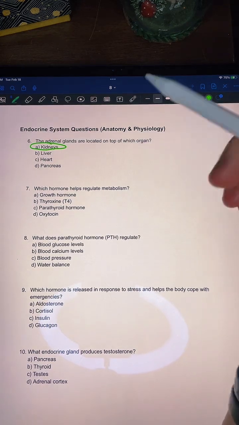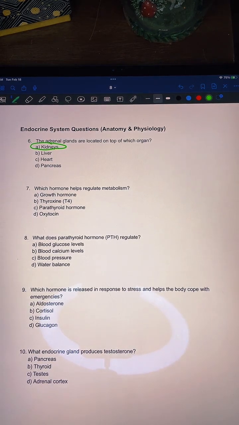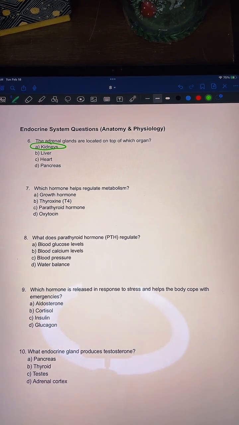Which hormone helps regulate metabolism? Growth hormone, T4, parathyroid hormone, or oxytocin? And we're on number 7 now. These are test questions for an anatomy and physiology endocrine system section, so this is for your undergraduate level anatomy and physiology.